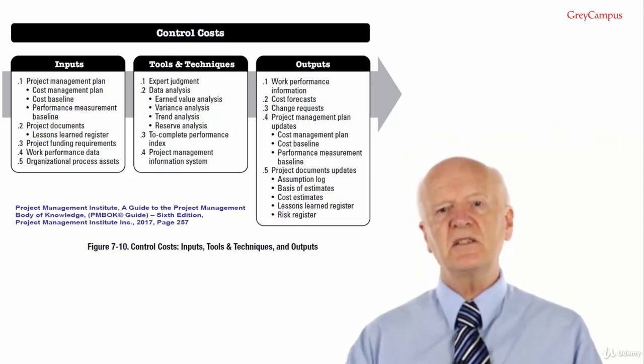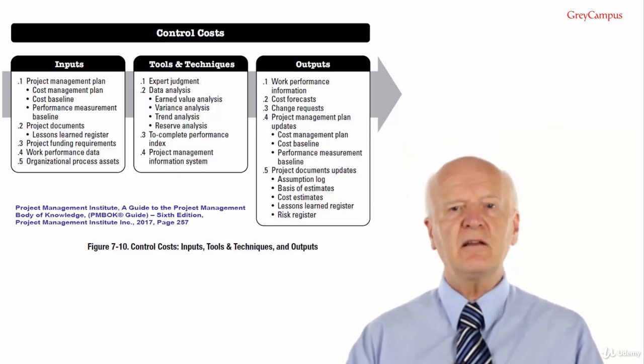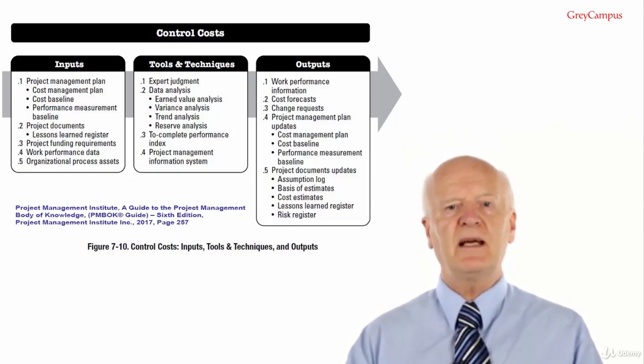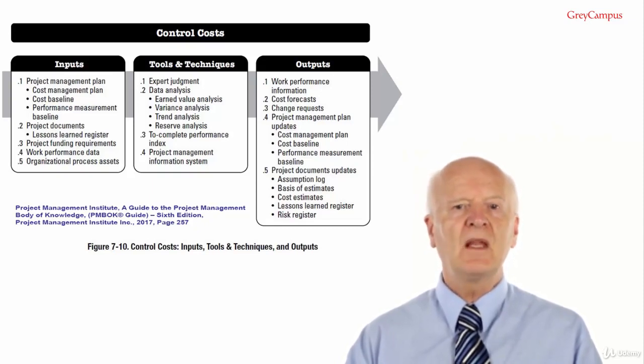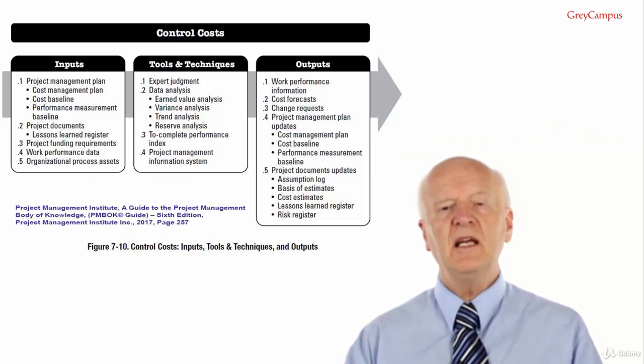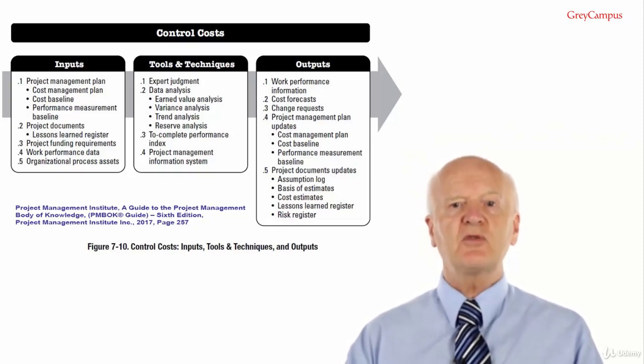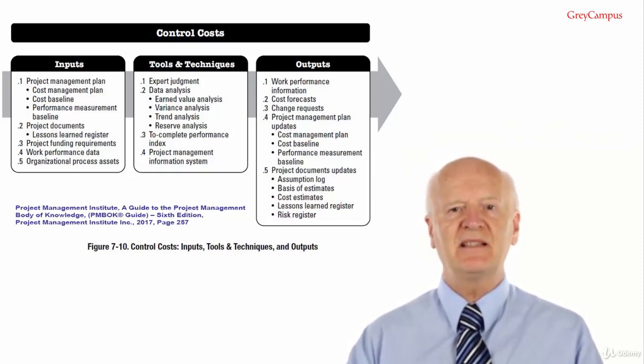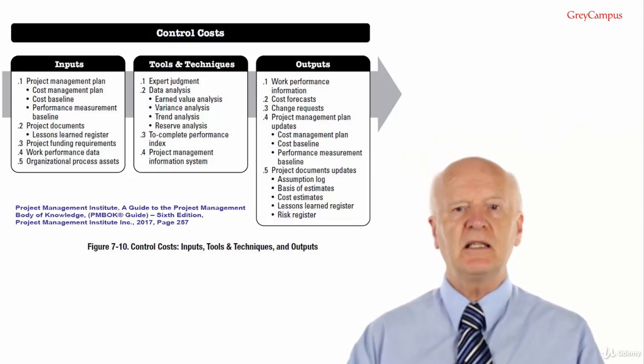Schedule Performance Index, SPI, equals the earned value divided by the planned value. SPI equals EV over PV. A Schedule Performance Index of less than 1 means less work was accomplished than was planned. A Schedule Performance Index of more than 1 means that more work was completed than was planned.